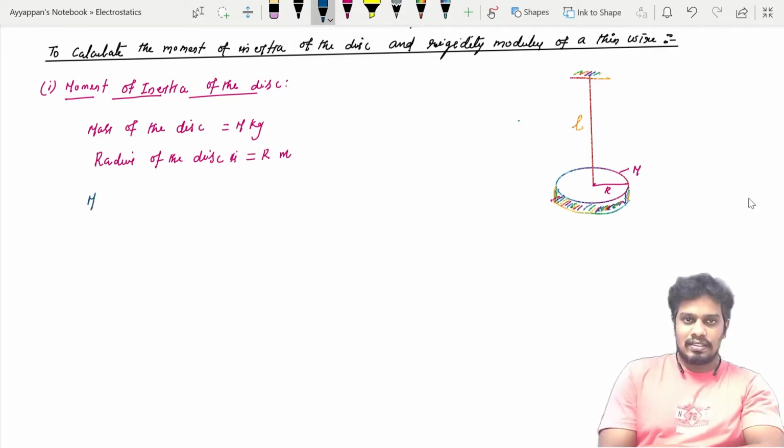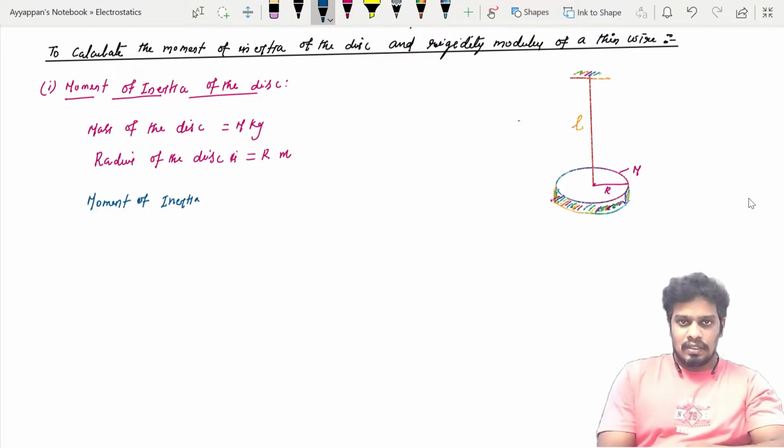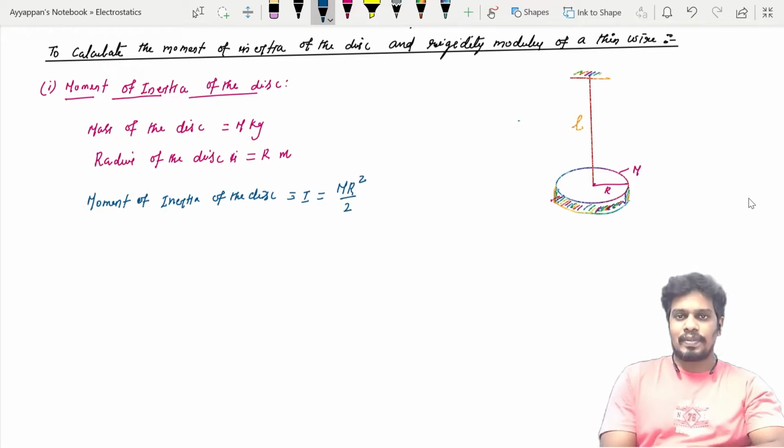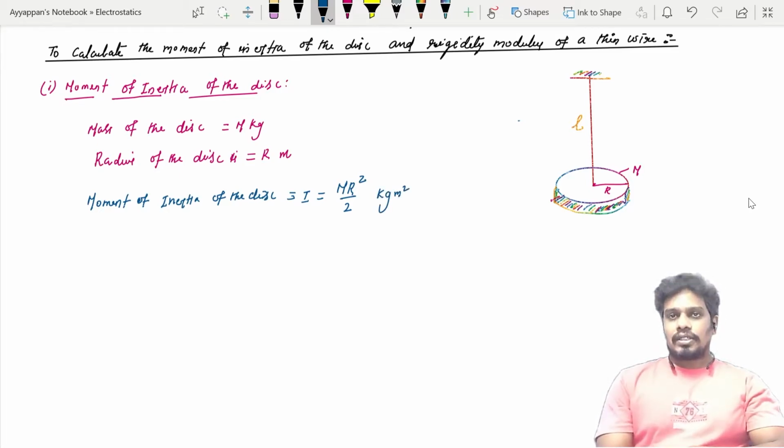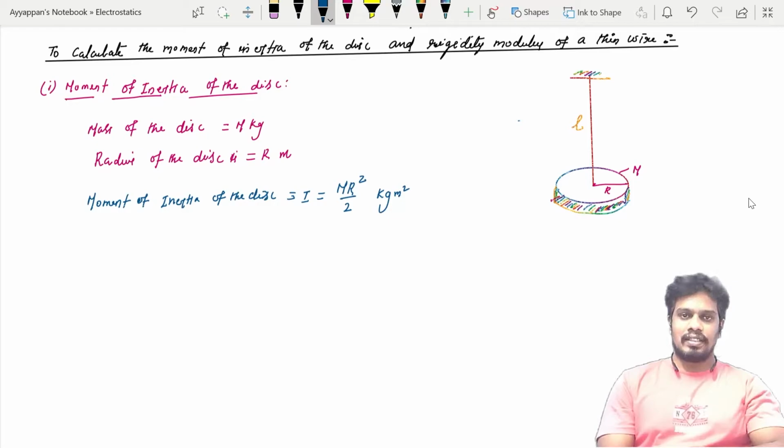So the moment of inertia of the disk, in general we put the symbol I, is equal to the mass of the disk times the radius squared divided by 2. This is a theoretical calculation. The unit of the moment of inertia is kilogram meter squared. But using the torsional pendulum, how can we calculate the moment of inertia? That is the question we want to answer here.